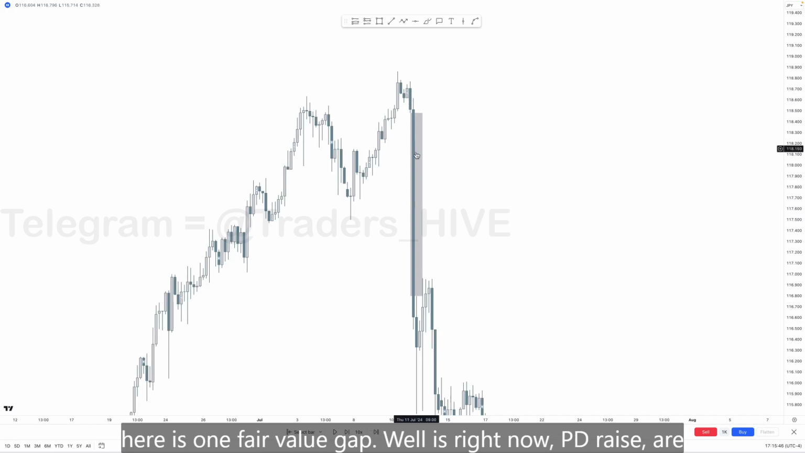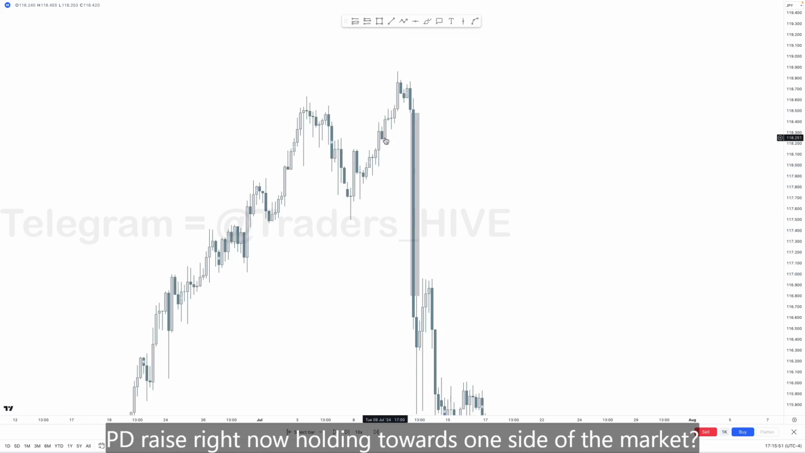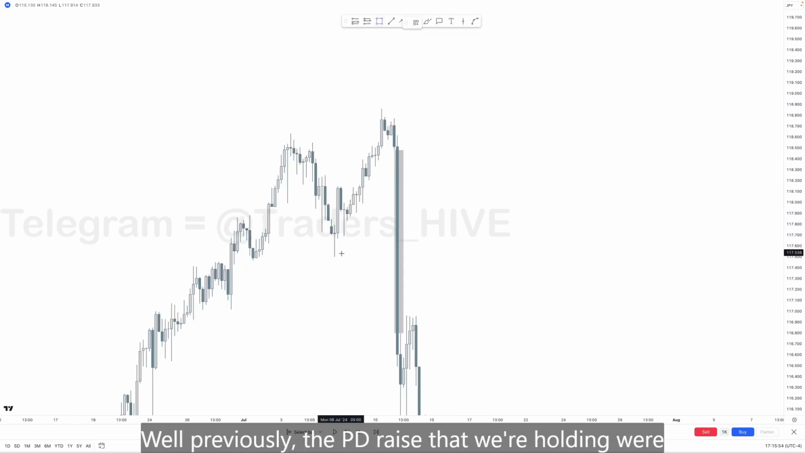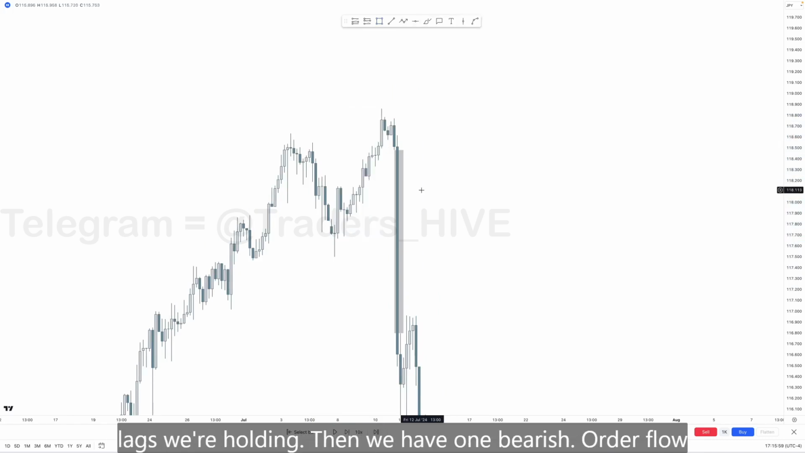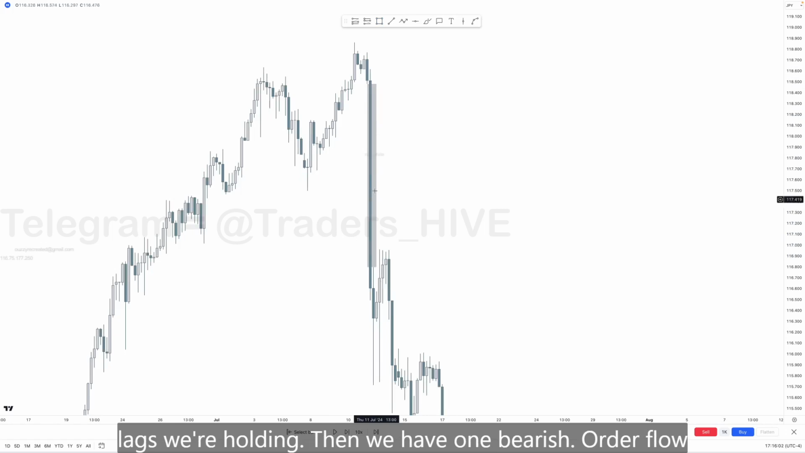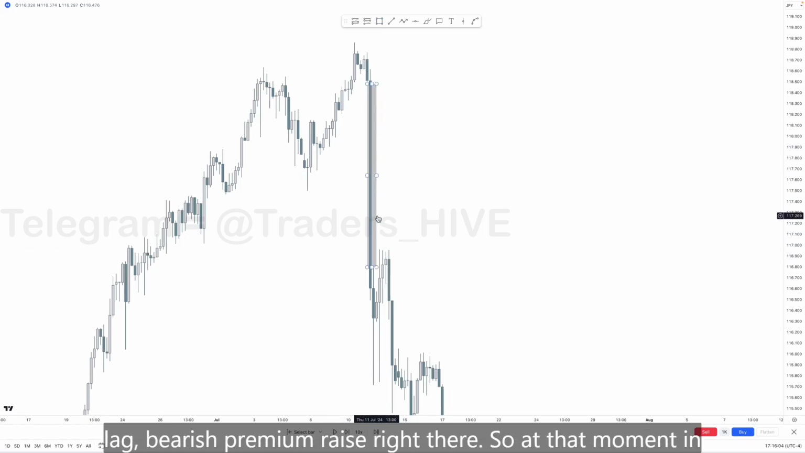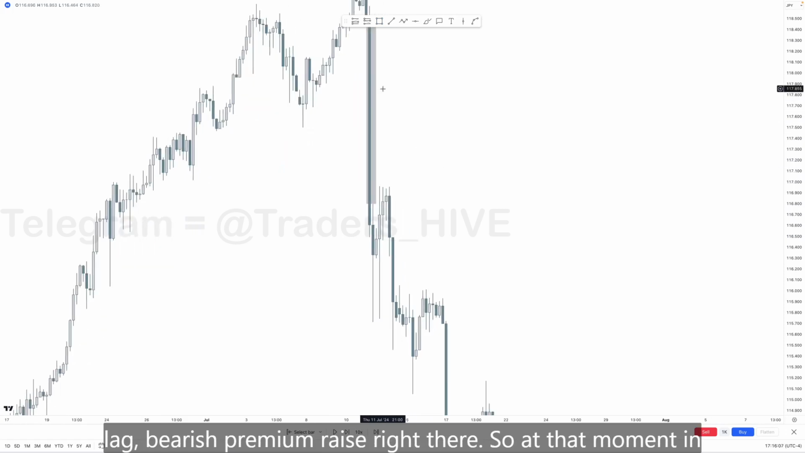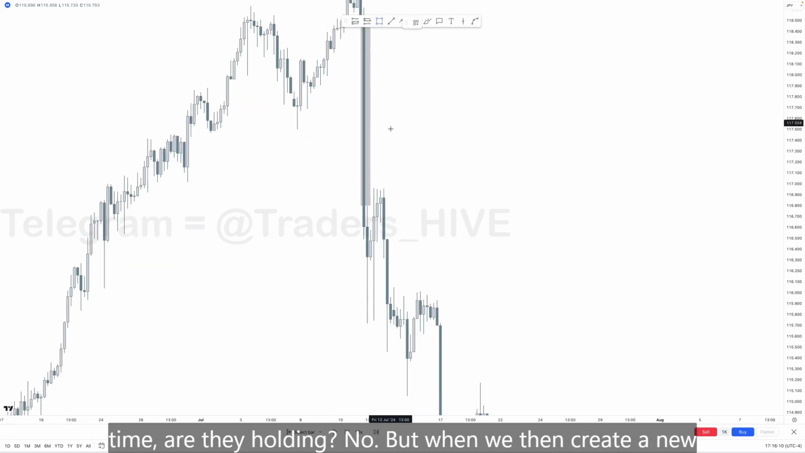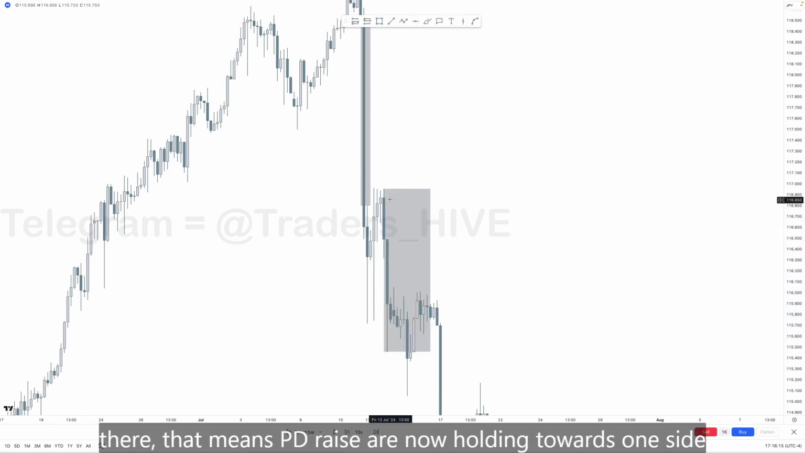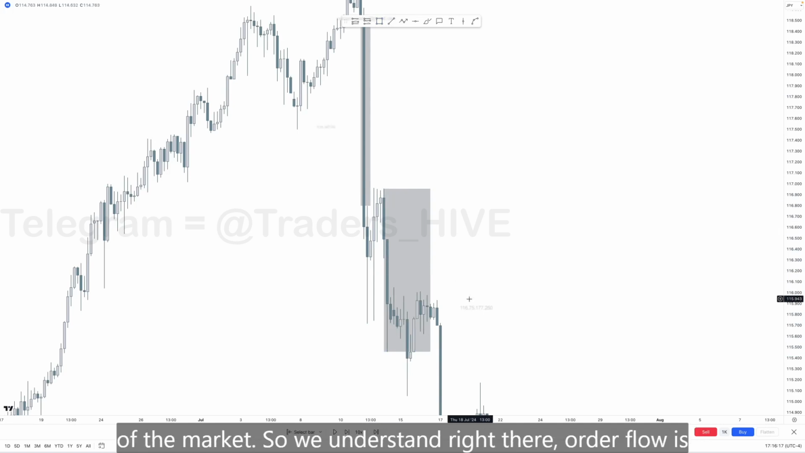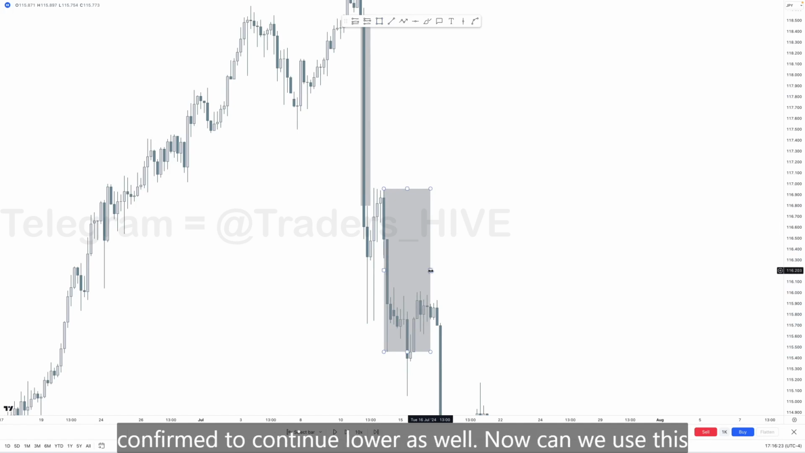This right here is one fair value gap. Well, are PD arrays right now holding towards one side of the market? Well, previously the PD arrays that were holding were bullish discount arrays right there. So bullish order flow lags we're holding. Then we have one bearish order flow lag, the bearish premium arrays right there. So at that moment in time, are they holding? No. But when we then create a new order flow lag, a new fair value gap to continue lower right there, that means PD arrays are now holding towards one side of the market. So we understand right there, order flow is confirmed to continue lower as well.